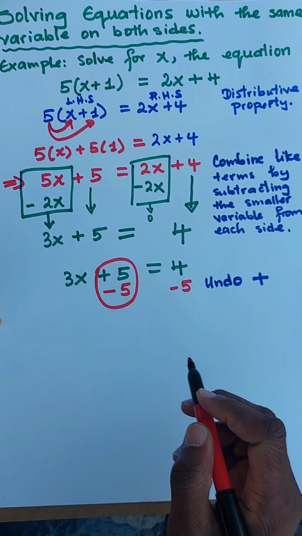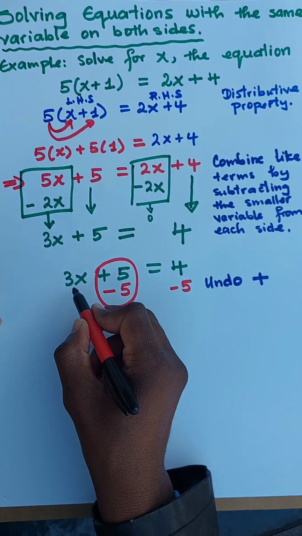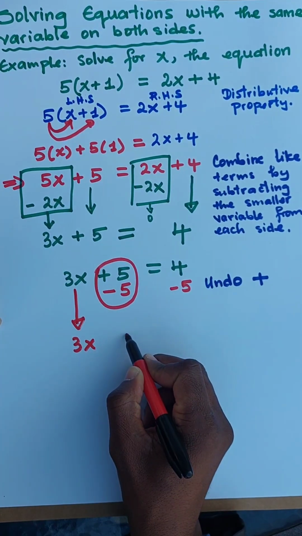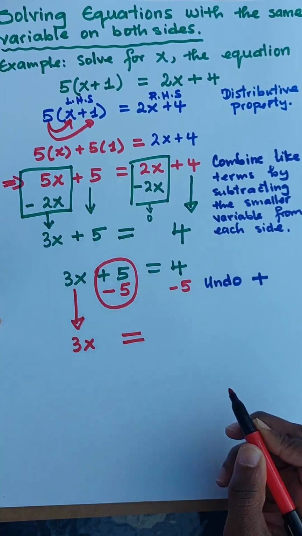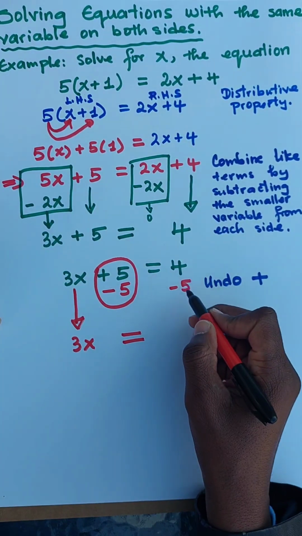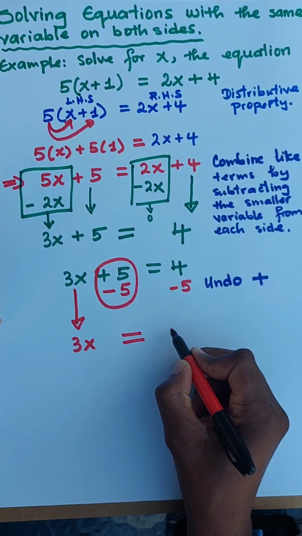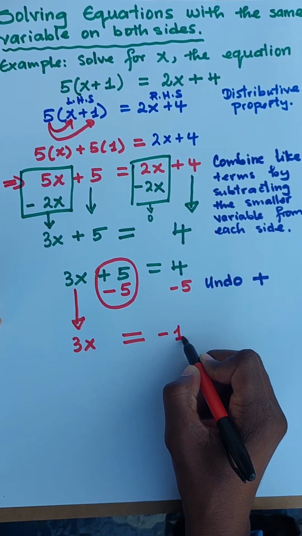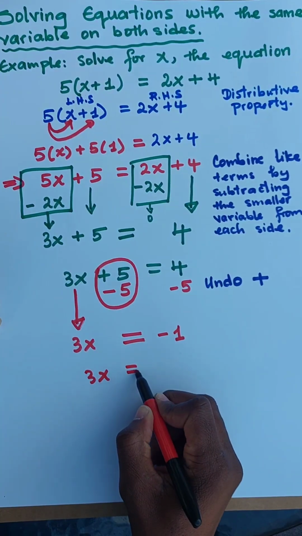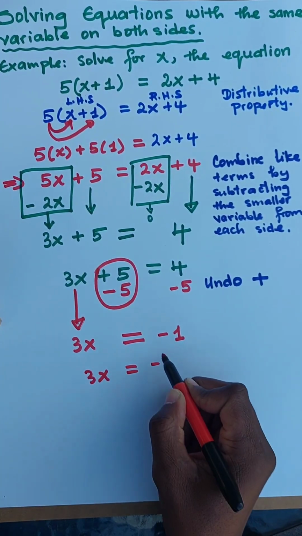So when we do that, 5 minus 5 is 0. So our 3x comes down here, 3x. Now we don't worry about writing 0 here. There is no term in 5 anymore. This is it subtracted over here. 4 minus 5 is negative 1. Okay, so now our equation says 3x equals negative 1.